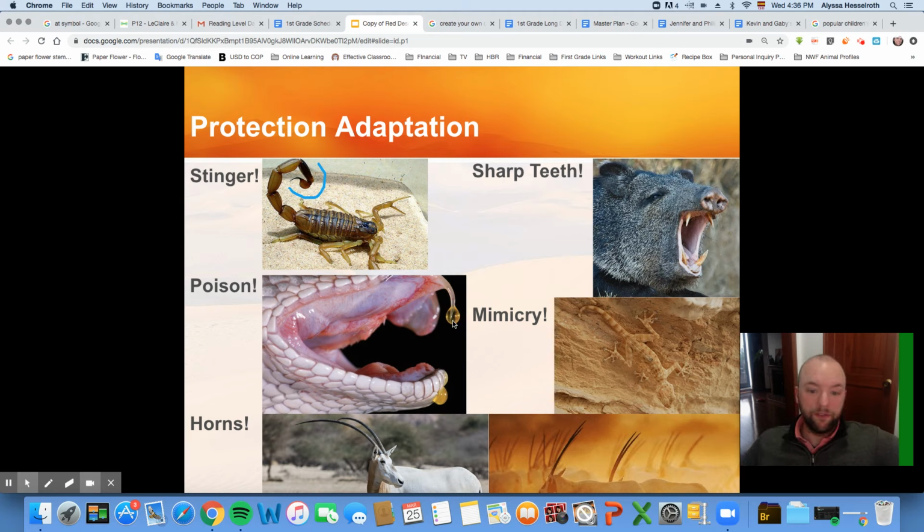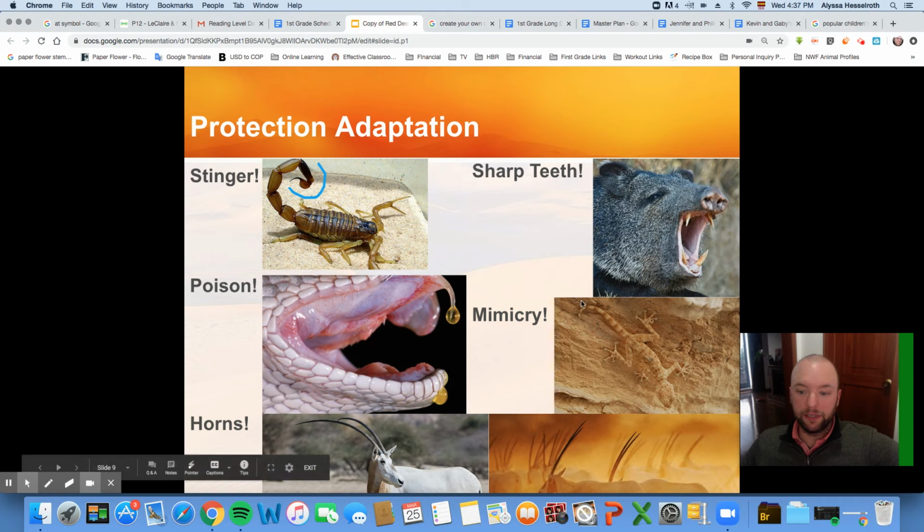The next one is found in a lot of desert snakes, and that is poison. So as you can see, this fang here has poison dripping out, and so eagles and coyotes and wolves don't want to try to eat the snakes because they'll get bitten and have poison inside of them. Then up here we have a desert pig, with very long canine, very sharp teeth. They use these teeth both for hunting their prey and for protecting themselves from other predators like cougars.